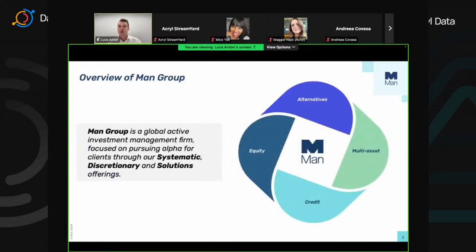A little bit about Man Group. So Man Group is a global active investment management firm. What we mean by that is we're focused on essentially creating alpha for our clients through our different business units. Our main business units are the systematic, discretionary, and solutions units.